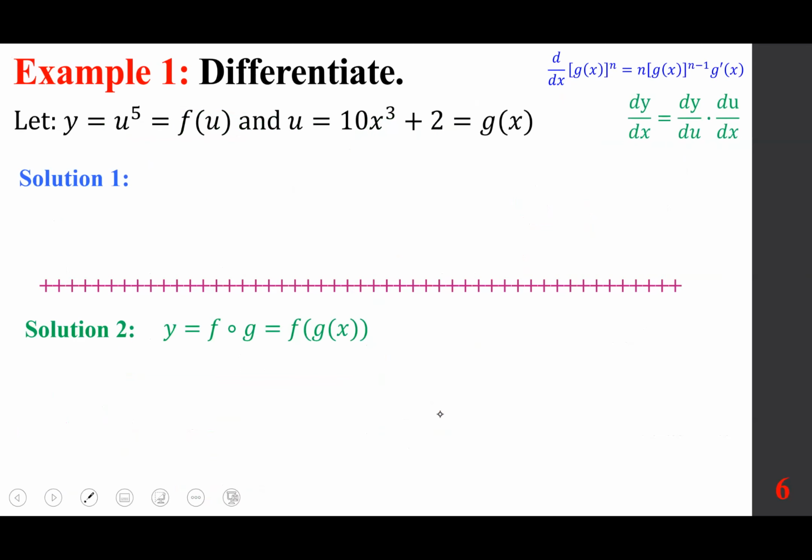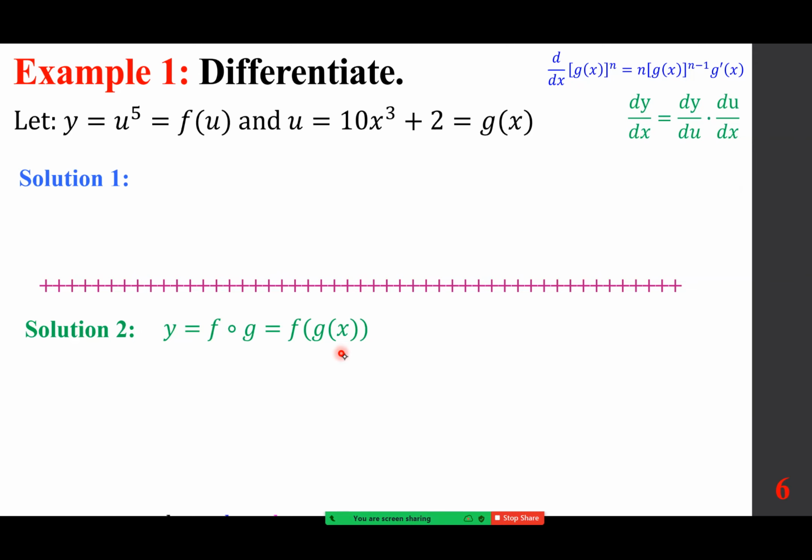I want to look at this example 2 ways. y is u to the power of 5, which makes it a function of u. u is 10x cubed plus 2, which makes it a function of x. And we can use this notation. Leibniz says dy dx is dy du times du dx. We can use that. We can also find their composite function and differentiate it accordingly. So let's look at both ways.